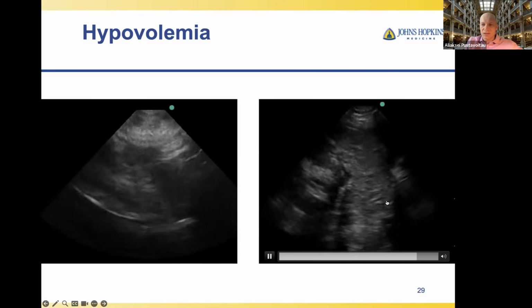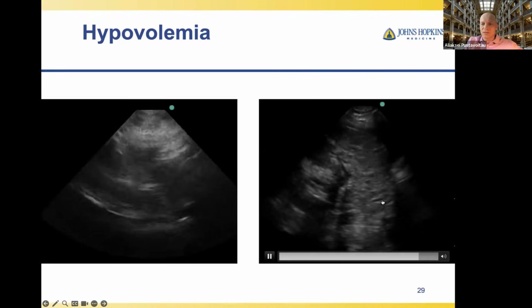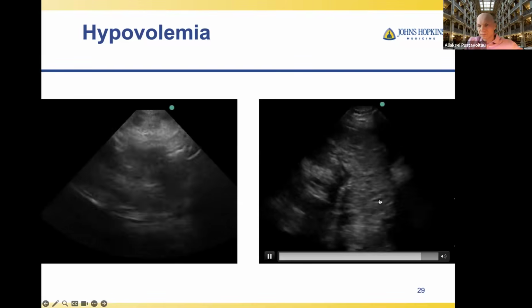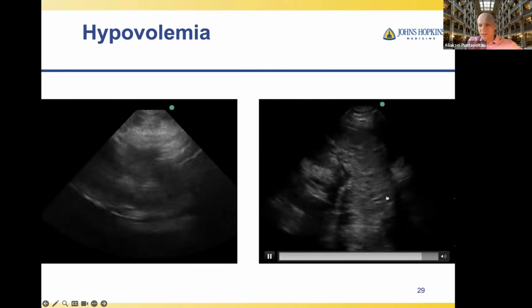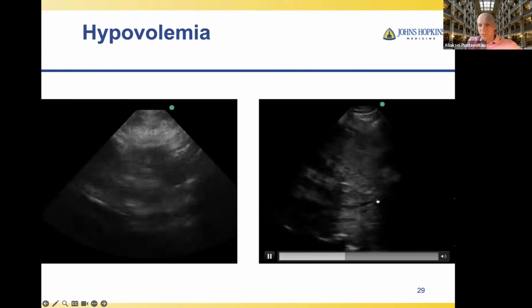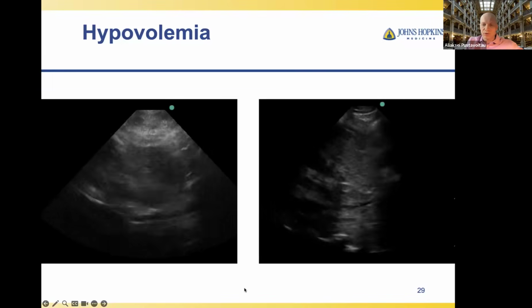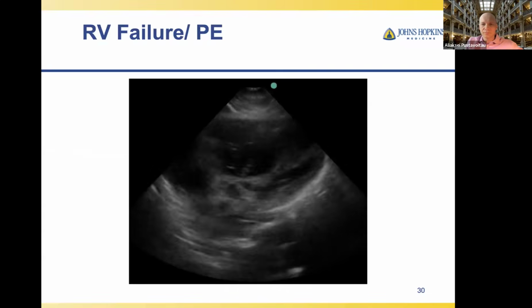And on this side, you see the same heart, but it's the subcostal IVC view. Where I'm trying to point with my pointer here is the IVC, inferior vena cava. And you barely see it sometimes, right? So this is a person who has literally no volume on board.